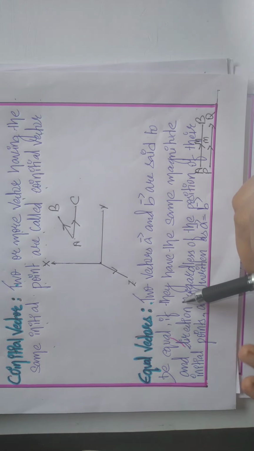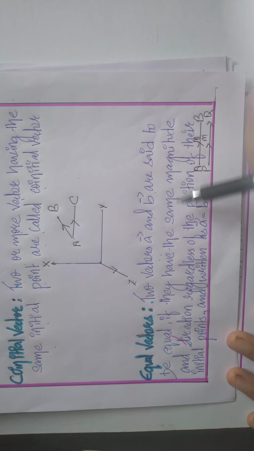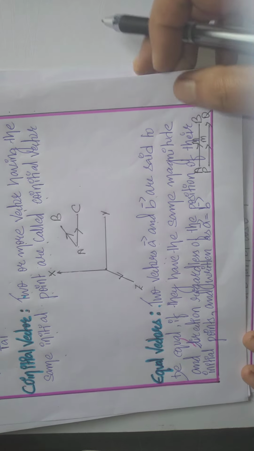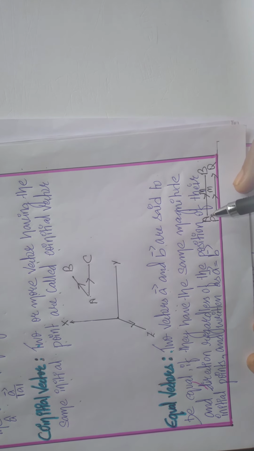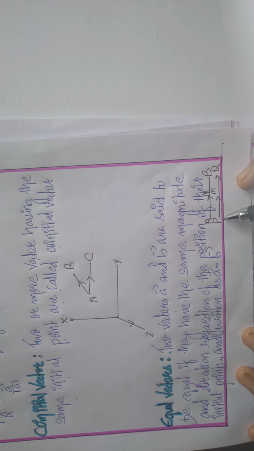Now equal vectors. Two vectors A and B are said to be equal if they have the same magnitude and direction. Let us see here: this one is vector AB and this is vector PQ. They are said to be equal vectors if they have the same magnitude and the same direction, regardless of the position of the initial point.